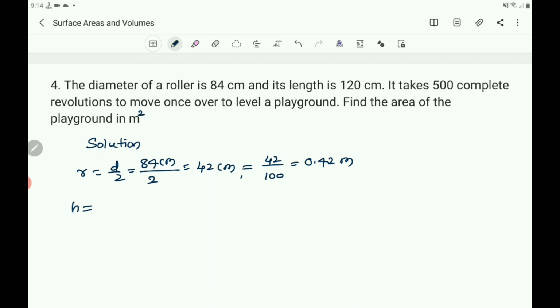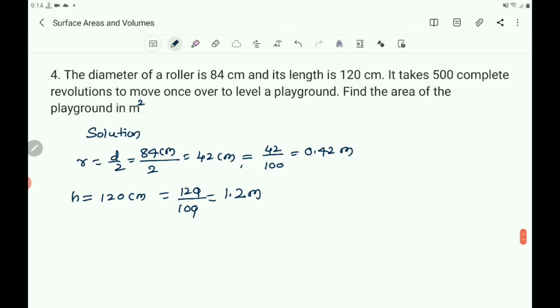Then height of this roller is given, that is 120 centimeter. Length, in relation to the cylinder, becomes the height. So h equals how much? 120 centimeter, that is 120 by 100 equals 1.2 meter.